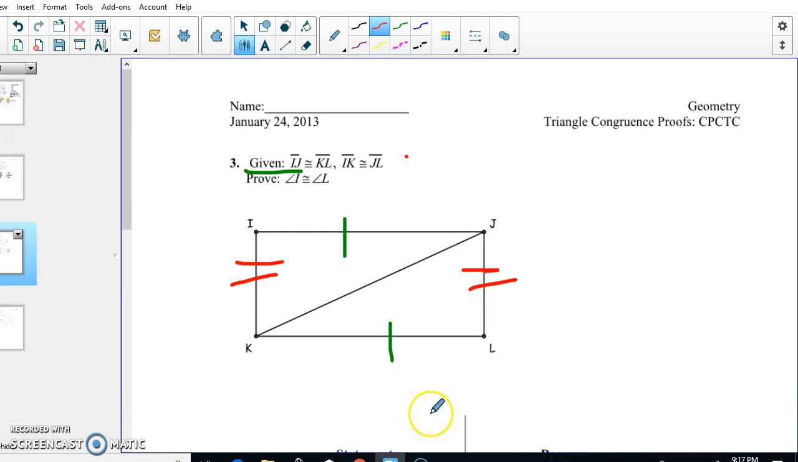You should see it by now. Do I have vertical angles? No. So the only thing I can assume is, once again, they share this side. These are congruent by side, side, side, which means that the angles across from my pink lines are going to be congruent. And that's what I'm proving by CPCTC. So you should be able to fill that in.